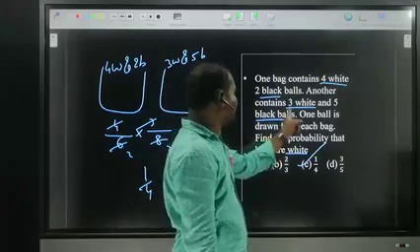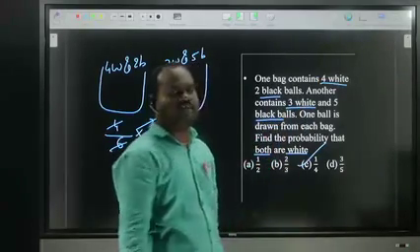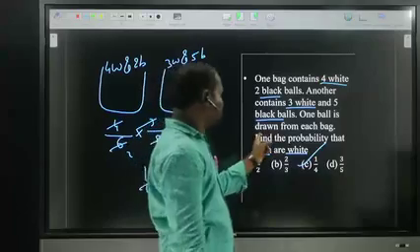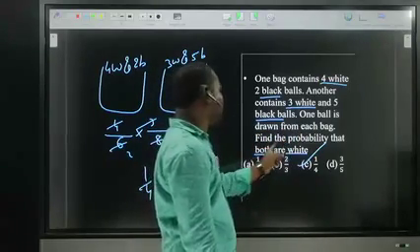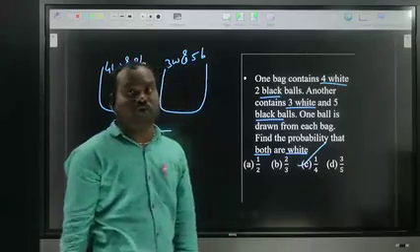Another contains 3 white and 5 black balls. One ball is drawn from each bag. Find the probability that both are white.